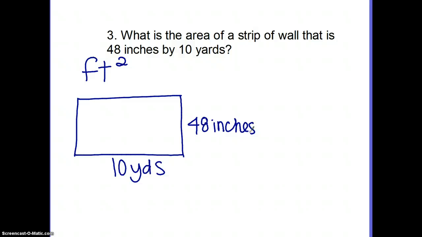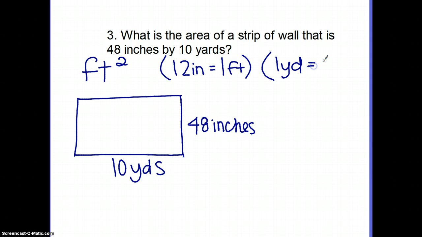And so we can start with whichever one we want. We do have to know how many inches are in a foot, and we have to know yards and feet and how they relate. So we do know that 12 inches is equal to 1 foot. We did that from another problem. And also, we know that 1 yard, a yardstick has 3 rulers in it, or 3 feet. And these are ones that you should have memorized. They do get brought up a lot, and so you should know those.